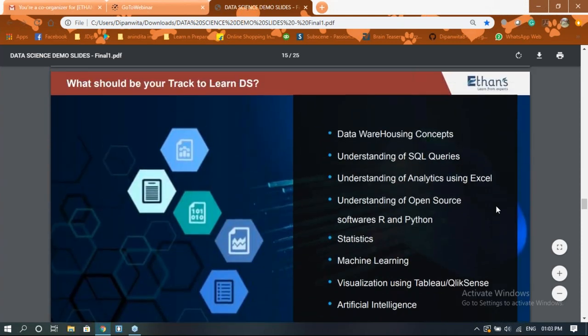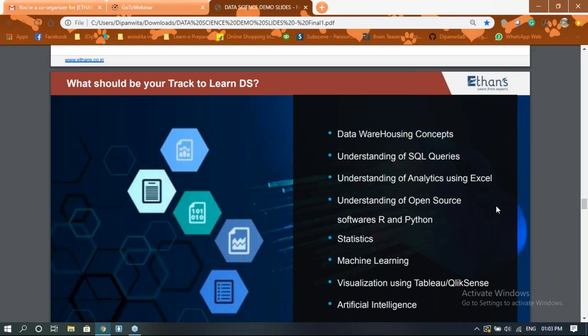So now that we have understood all the paradigms, what should be your track to learn data science? As I told you, you should have a basic understanding of SQL and of structured data, and an understanding of Python, statistics, machine learning, visualization, and AI, which are all part of this data science paradigm and of the entire course curriculum that we have designed at ETHANS.